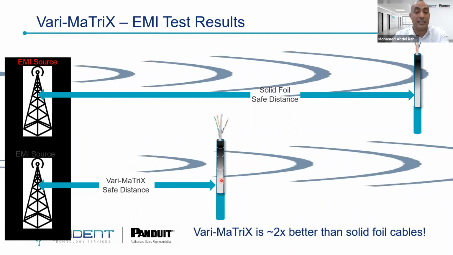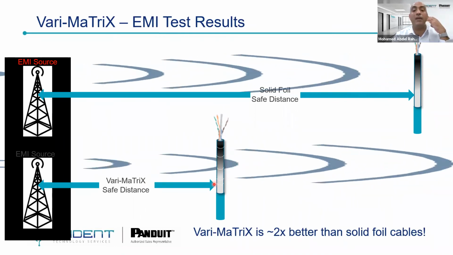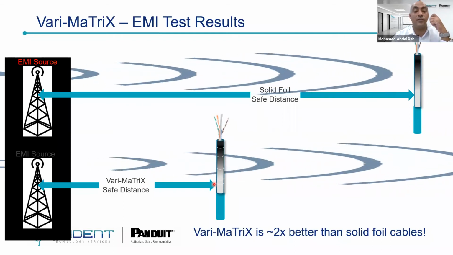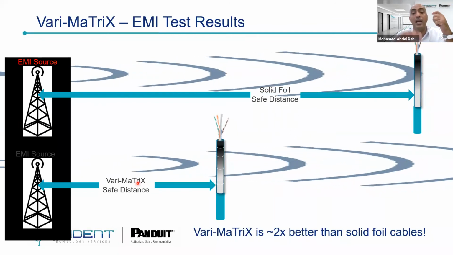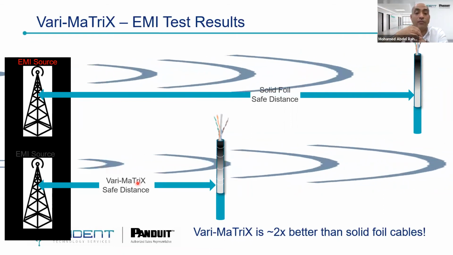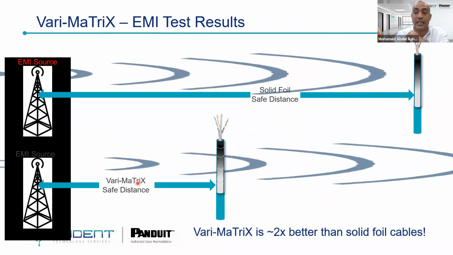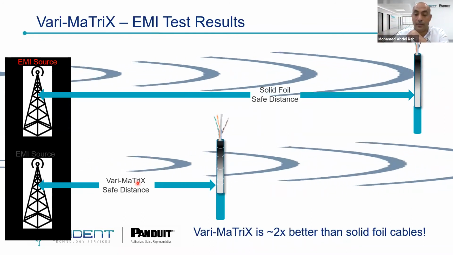So the Varimetrics cable now has minimum alien crosstalk. It will have the best electromagnetic interference immunity, and also it is the smallest Cat6a cable in the market. The diameter of the Varimetrics cable is around 6.5 millimeters, and for the Varimetrics HD, it is around 5.9 millimeters.